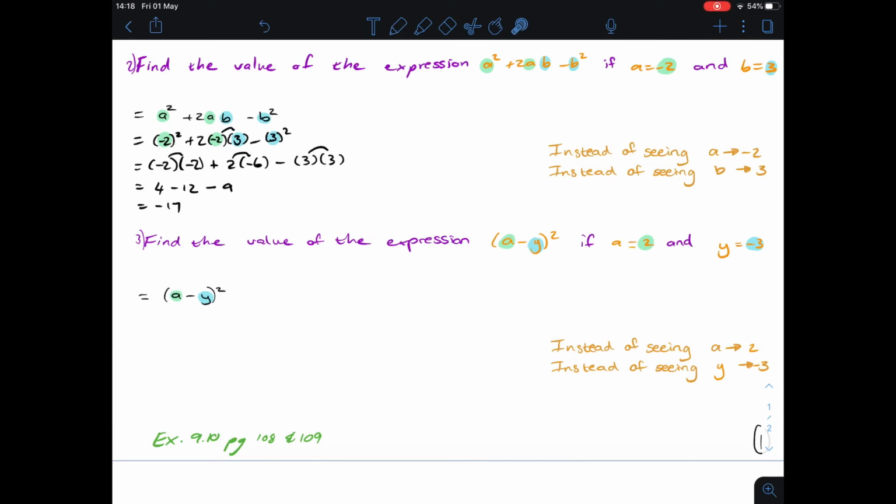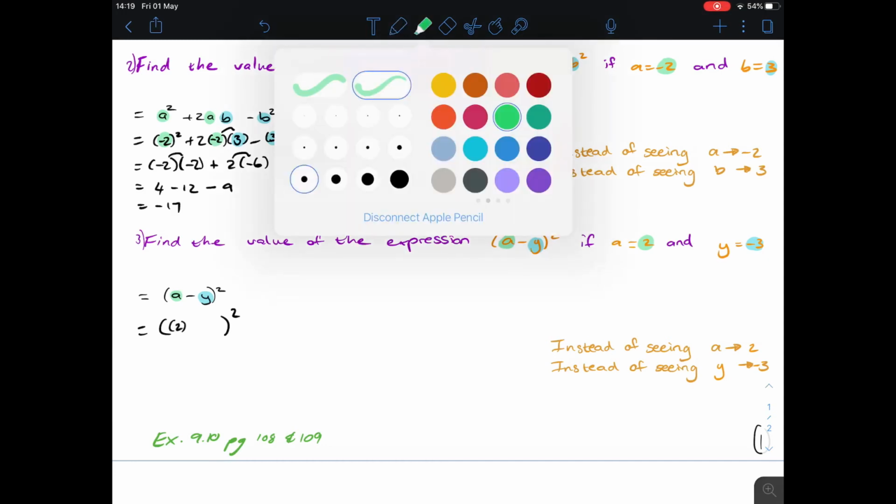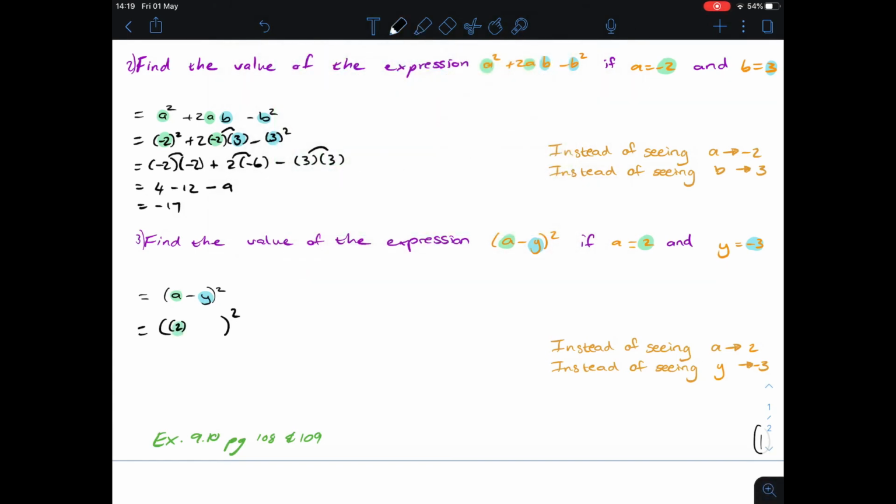Then example 3 says find the value of the expression in brackets a minus y, squared, if a is 2 and y is negative 3. So again, instead of seeing the a, I need to see a 2. And instead of seeing a y, I need to see a negative 3. So I'm going to keep the brackets here and I'm going to keep it squared. And instead of the a, I want to see a 2. There's my negative sign. And instead of the y, I need to see a negative 3. So there's my negative 3.